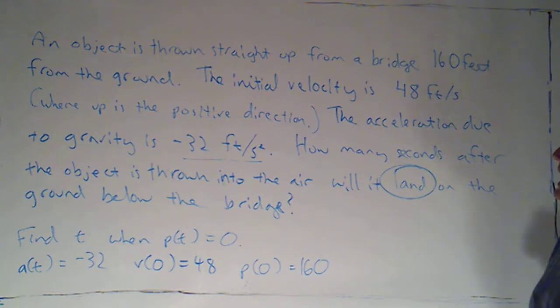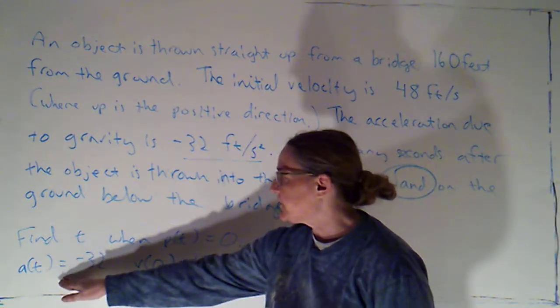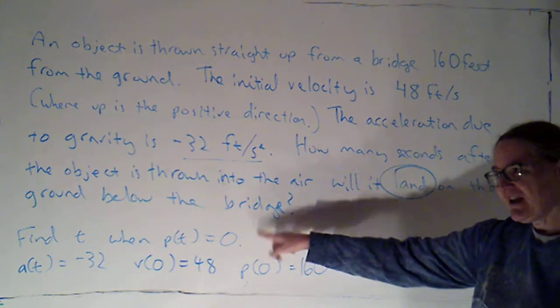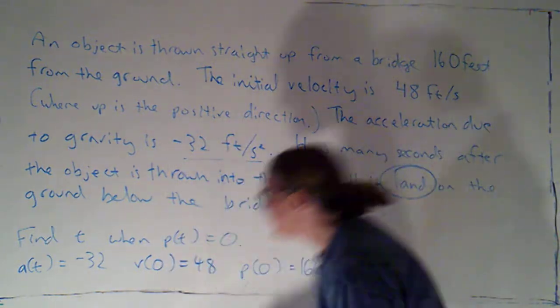All right. So I basically need to work backwards from the acceleration to find the position function so that I can set it equal to 0 and solve for time t.